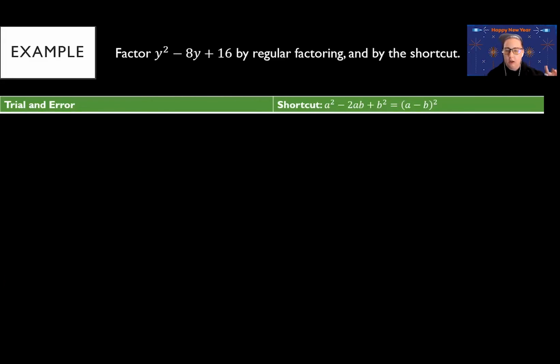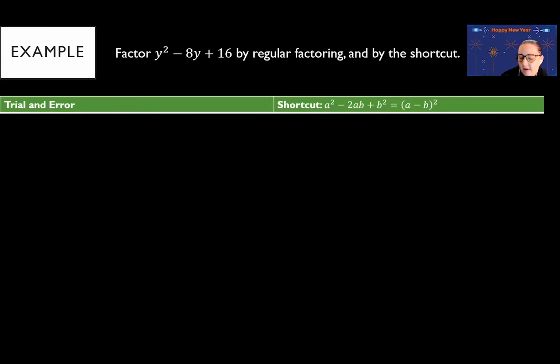So this first example, I'm going to just factor this through trial and error, and then we'll do both at the same time. So we'll factor by trial and error, and then we'll also look at the shortcut and see that, okay, it is in this form. So we've got y squared minus 8y plus 16.